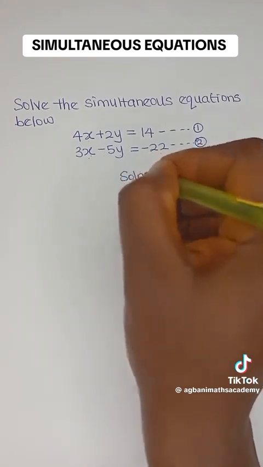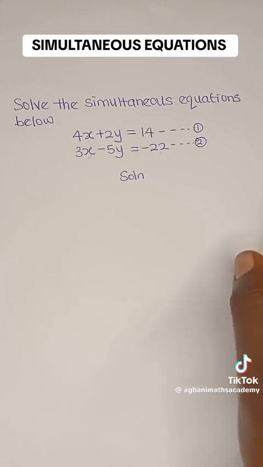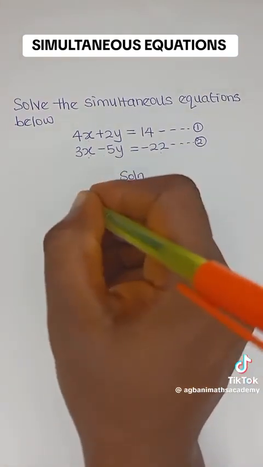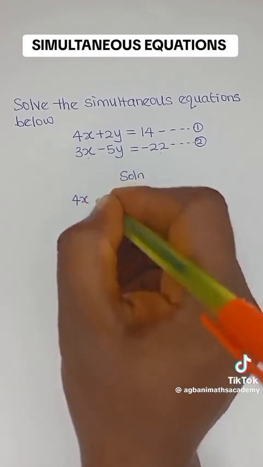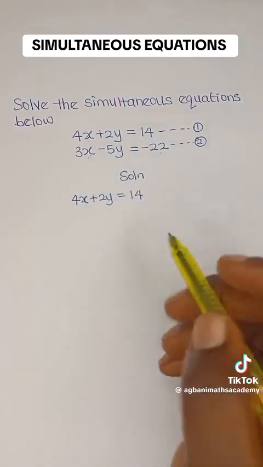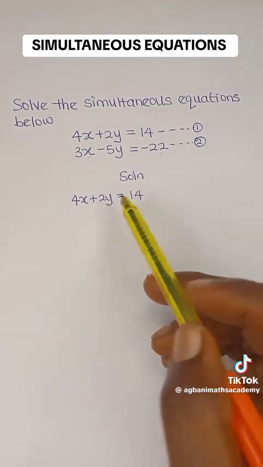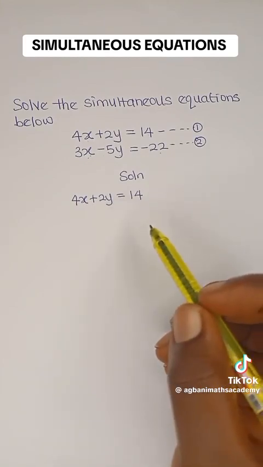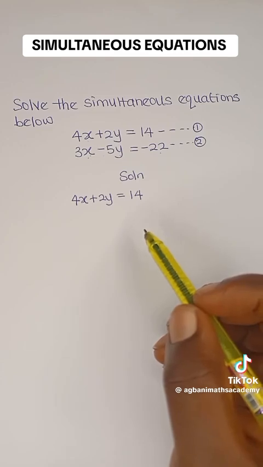Solution. In solving using the substitution method, we are going to pick one of the two equations and make one of the variables the subject of the formula. So let's pick equation 1. Equation 1 is 4x plus 2y is equal to 14. So I want us to make y the subject of the formula. Making y the subject of the formula means y is going to be found alone on the left, while every other value is going to be pushed to the right.